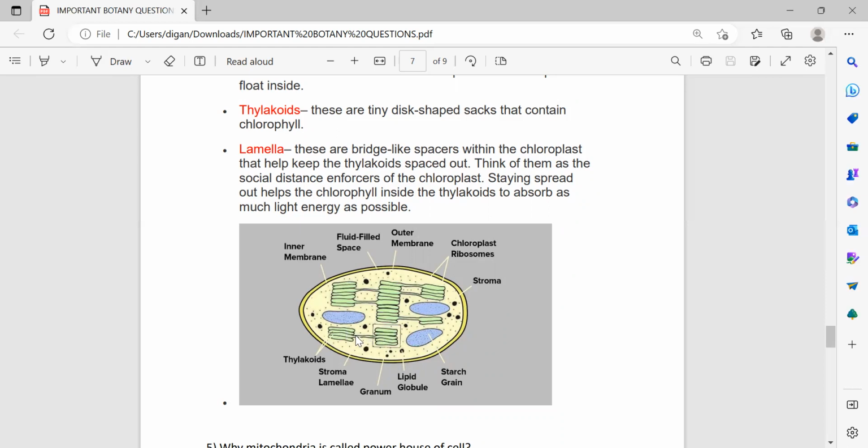The thylakoids are joined by some tube like structure which is known as stroma lamella, and these are called granum. Means single, this is called thylakoid, but in a group thylakoids are known as granum. So look here, the granum is given here within a box; a single one is called thylakoid, and when they come in a group they are known as granum.